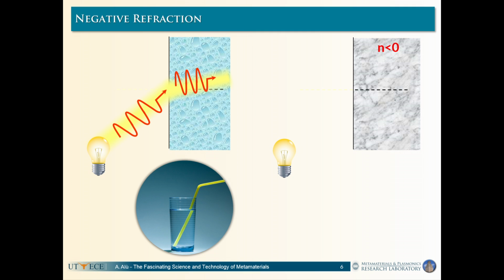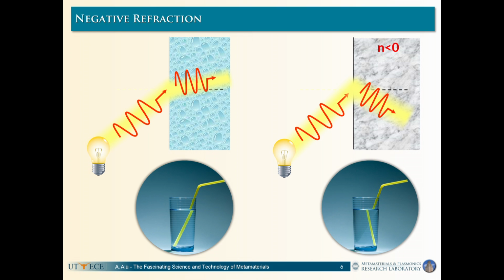But with metamaterials, we can build materials that have, for instance, a negative index of refraction. That means that light now, instead of bending towards positive angles, can bend the other way. And on a macroscopic scale, that would mean that the straw would look like this. This is actually just Photoshop, but it gives you the idea of how it works.